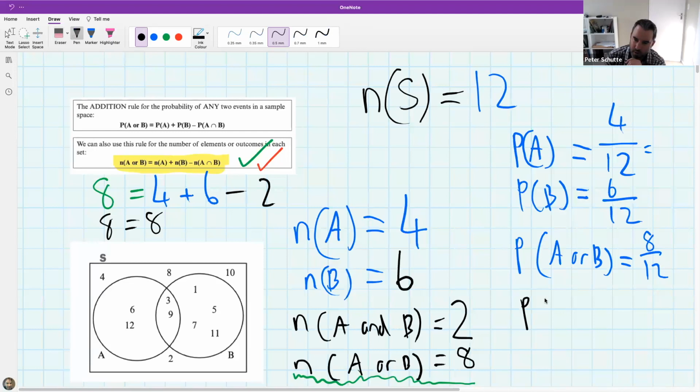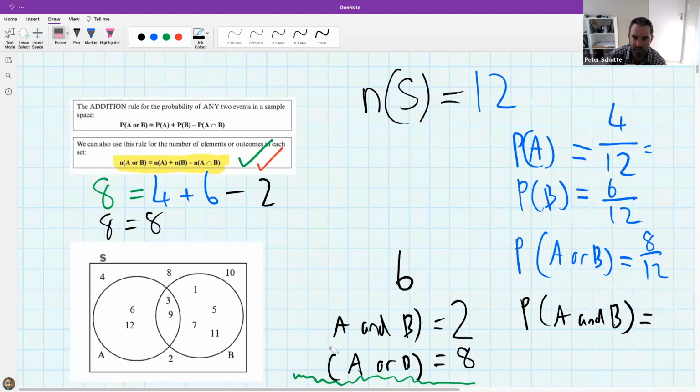Now the last one, what's the probability of drawing a number that is in both A and B? What's the probability of drawing a number that is both in A and B?